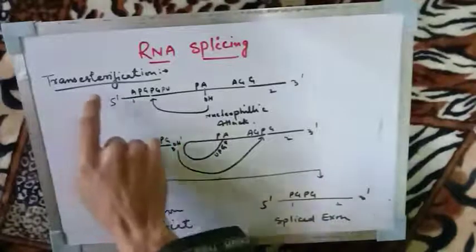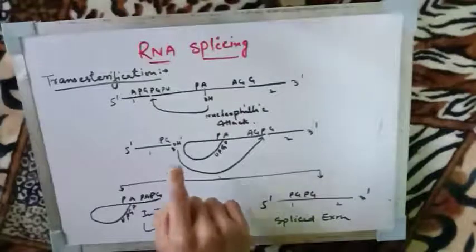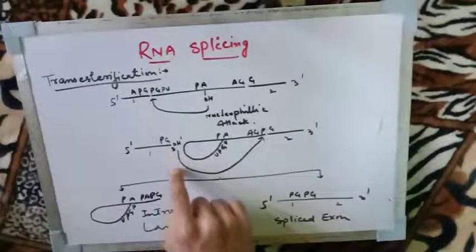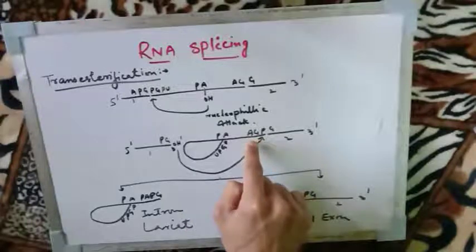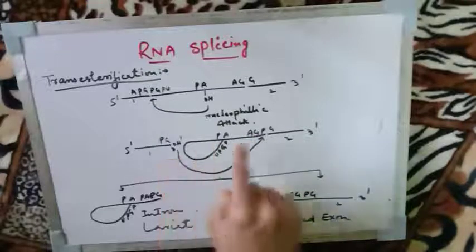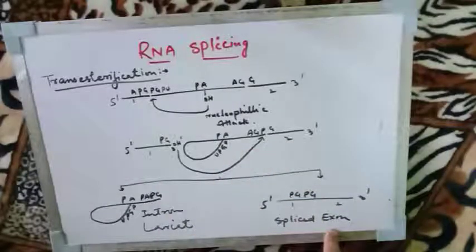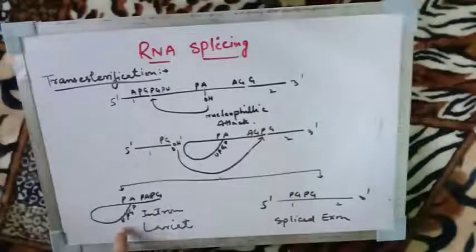This is one transesterification reaction, and the second transesterification reaction occurs when the free 3'OH of the 5' exon becomes nucleophilic and attacks the phosphoryl group at the 3' splice site. Okay, then the 5' exon and 3' exon join together to form the spliced exon, and the intron comes out as an intron lariat. It forms the lariat structure.